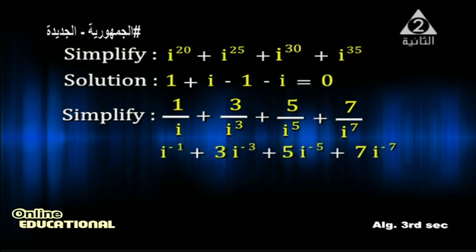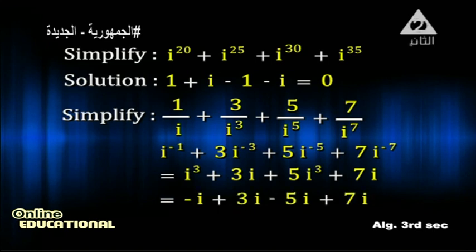The first: i power negative 1, 3 i power negative 3, 5 i power negative 5, 7 i power negative 7. i power negative 1 is i power 3, that is negative i. i power negative 3 is i. i power negative 7 gives 7i. So negative i plus 3i, negative 5i, plus 7i. Like terms: 7i plus 3i is 10i, minus 6i, equals 4i.